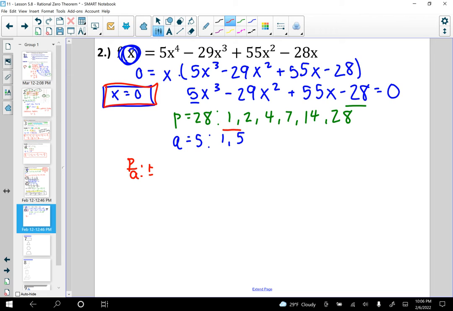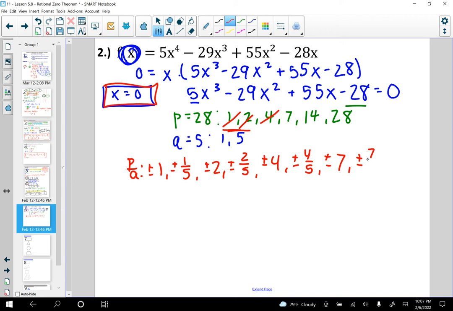All right, 1 divided by 1 is 1. 1 divided by 5 is 1/5. 2 divided by 1 is 2. 2 divided by 5 is 2/5. 4 divided by 1 is 4. 4 divided by 5 is 4/5. If you're asking, do we really have to list these all out? The answer is yes. 7 divided by 1 is 7. 7 divided by 5 is 7/5.